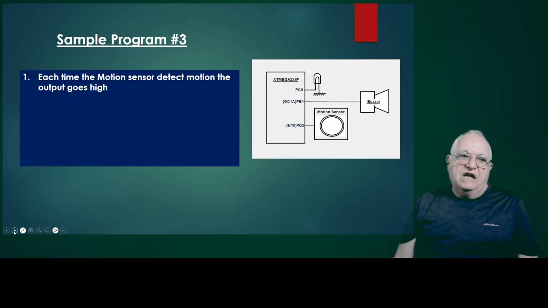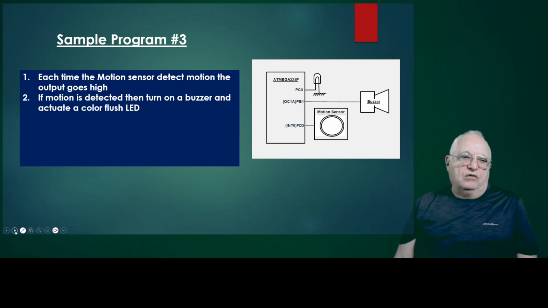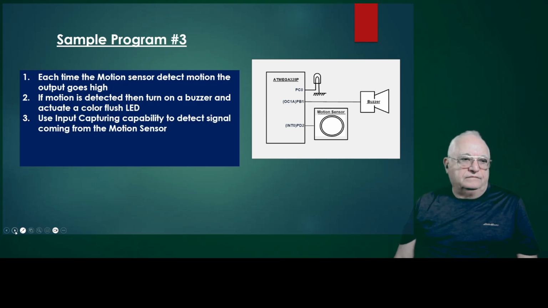Each time the motion sensor detects motion, the output goes high. If motion is detected, then turn on a buzzer and actuate the color LED. Use input capture capability to detect the signal coming from the motion sensor. So that's the same as before.